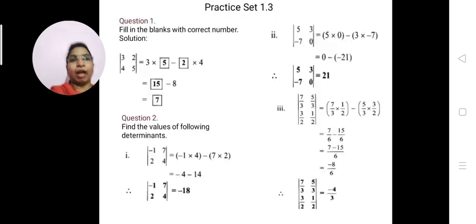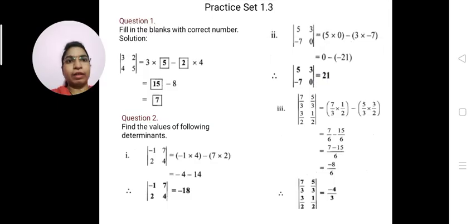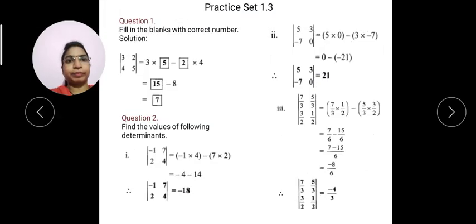So now I am explaining some more questions regarding the determinant. Now students, all of you know very well how to calculate the value of a determinant. Today I am going to explain some more questions. Listen students, question number one, fill in the blanks. How to calculate the value?